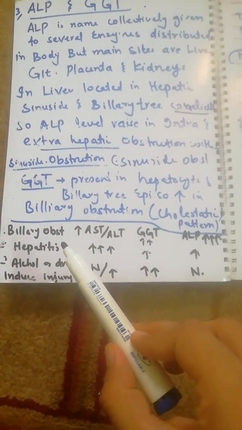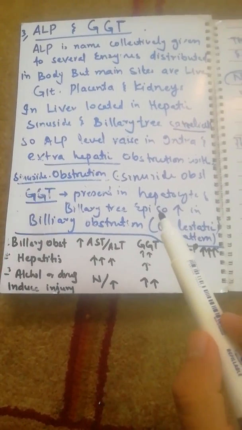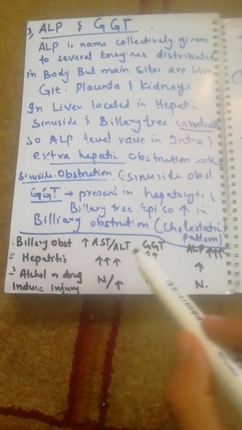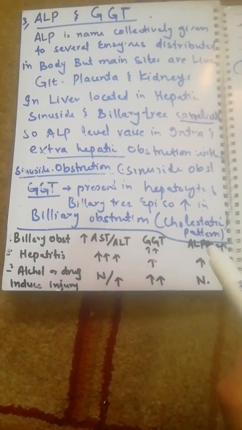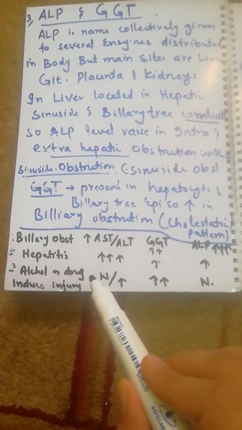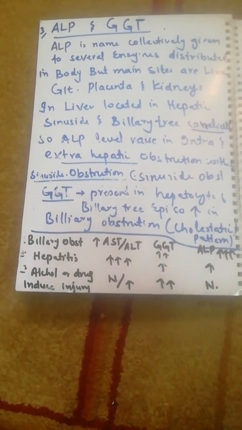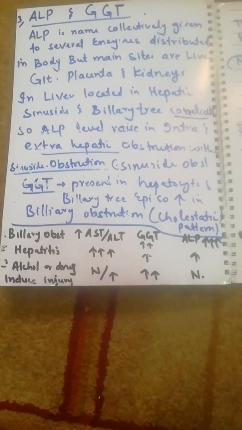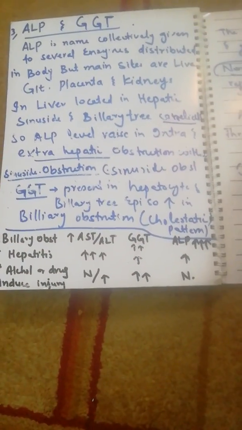In case of hepatitis, AST and ALT will increase 3 times. As I have told, AST and ALT are mainly present in liver hepatocytes. The GGT will be raised but not that much. ALP will also rise but not that much. In case of alcohol or drug induced injury to hepatocytes, AST or ALT may be normal, but GGT will be raised twice. ALP may be normal.